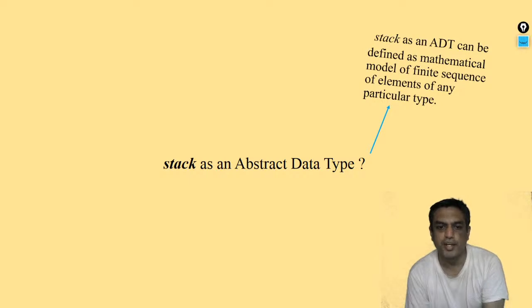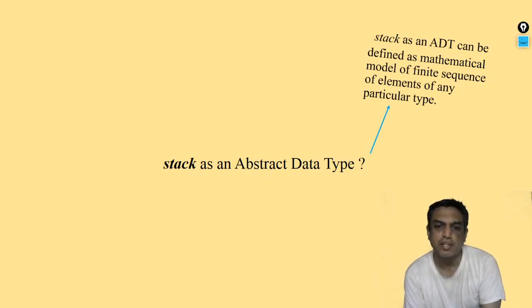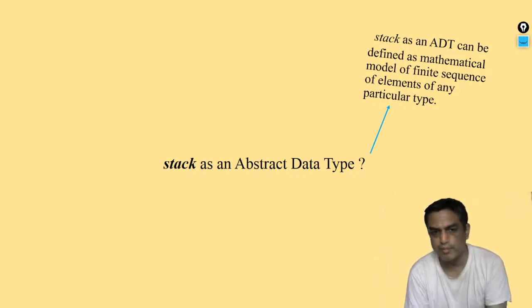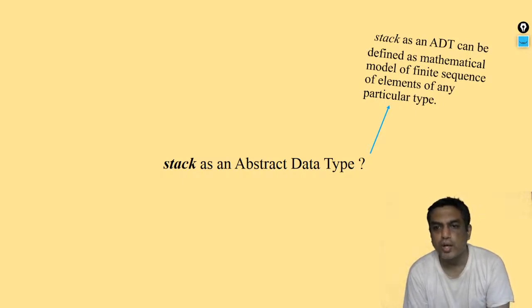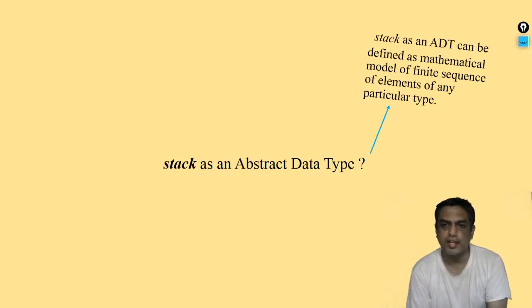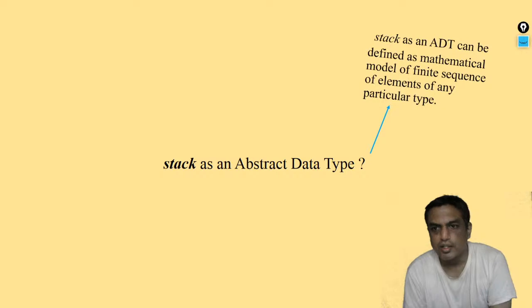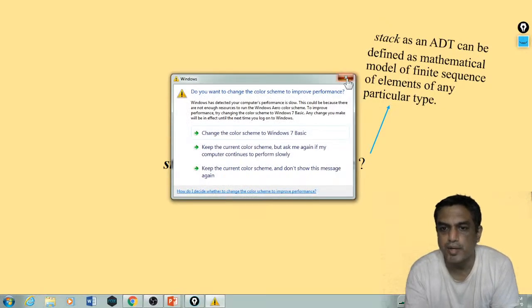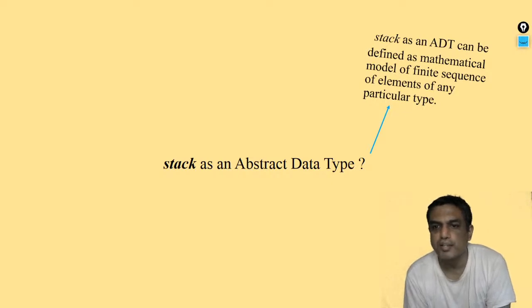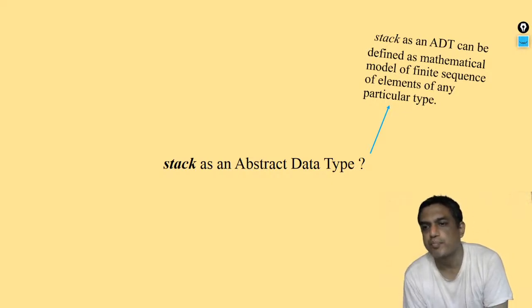For example, you decided to create a stack of int numbers, then you have a stack of integer numbers. So what is stack as an abstract data type? Stack as an abstract data type can be defined as a mathematical model of finite sequence of elements of any particular type.